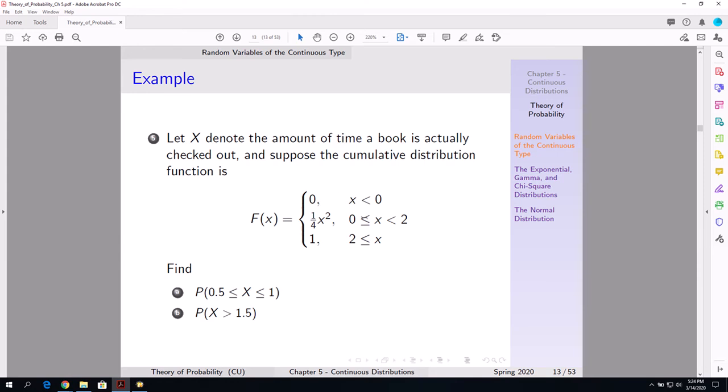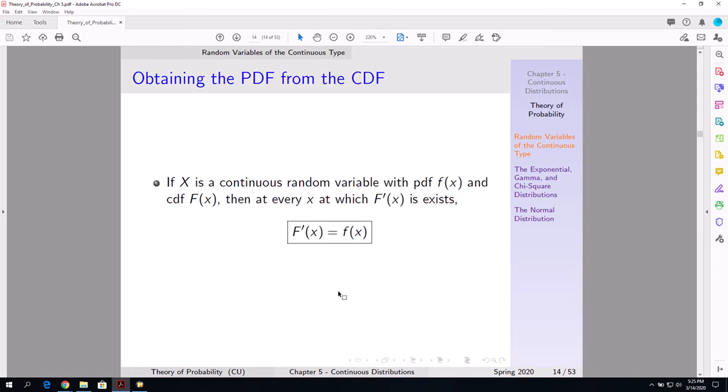So we can use the CDF to compute probabilities just like we could in the discrete case, but we don't have to be so overly concerned about being equal to any number. So that's kind of an advantage. So the answer to this first one is 3/16. The second one is 1.75 over 4. Okay, so let's move on.